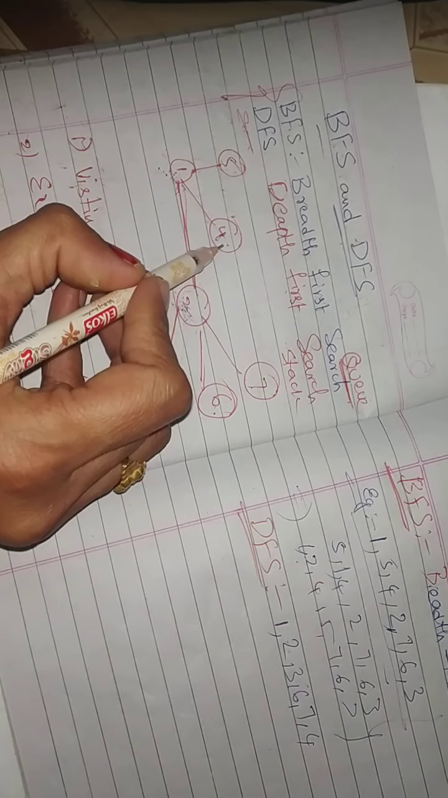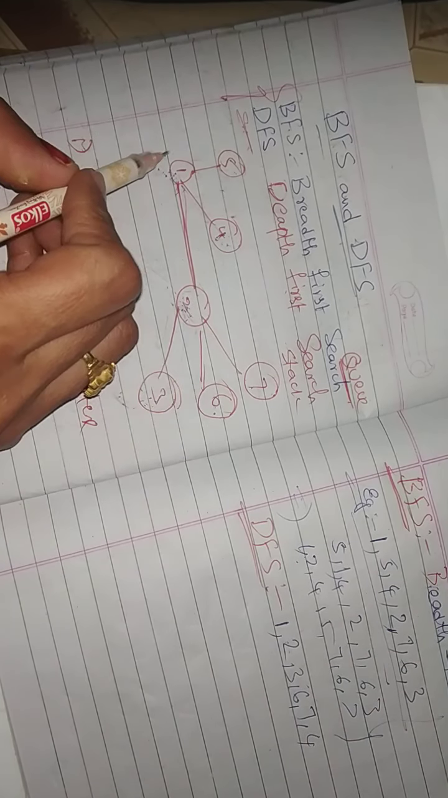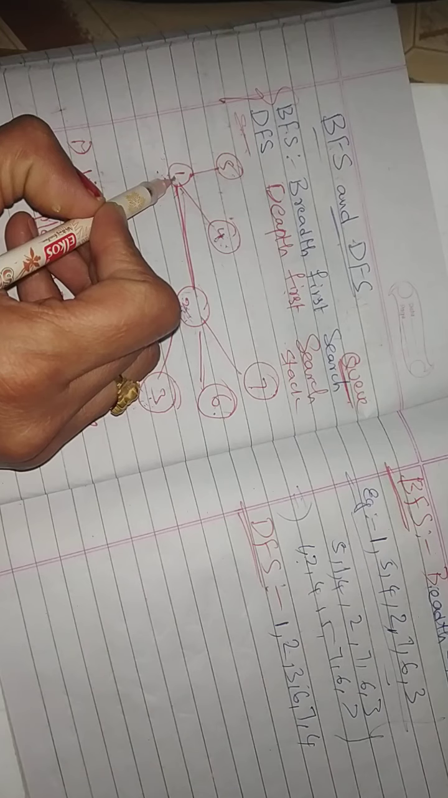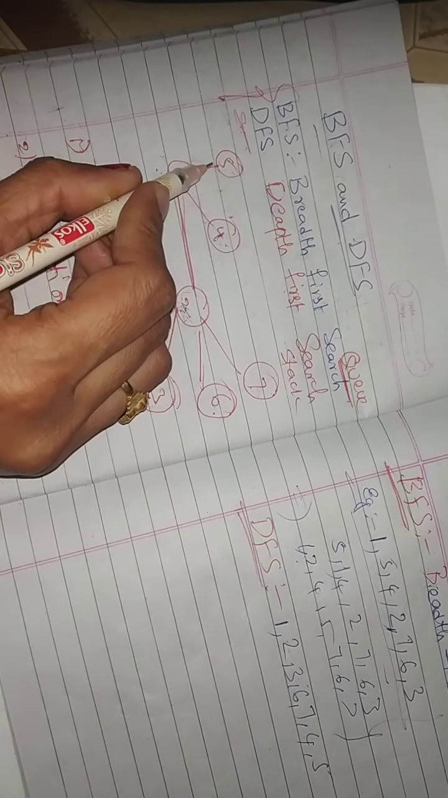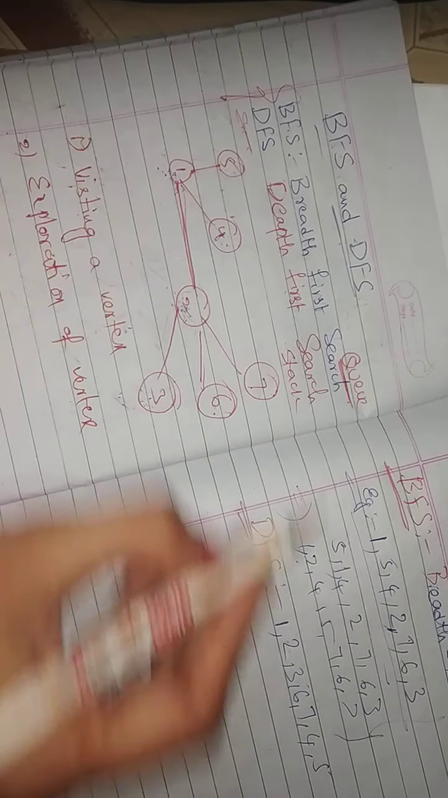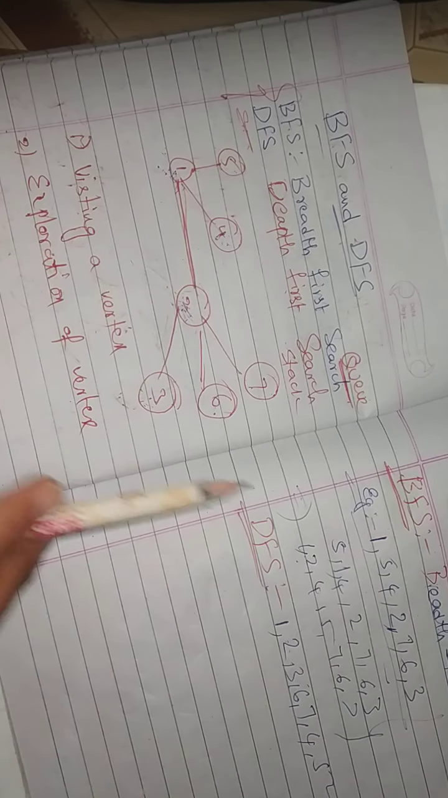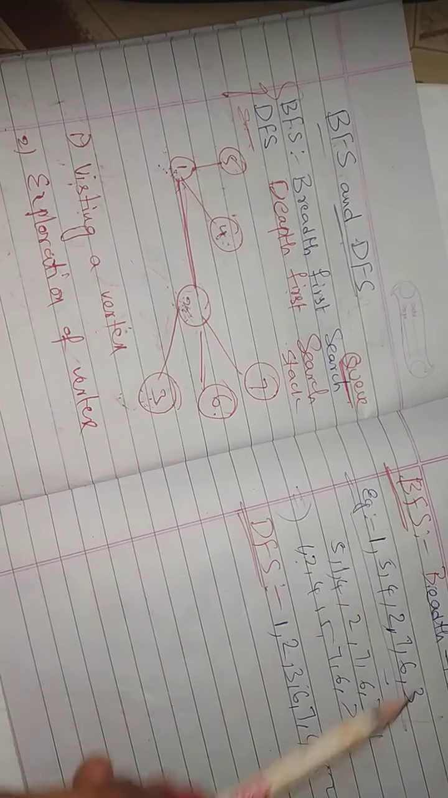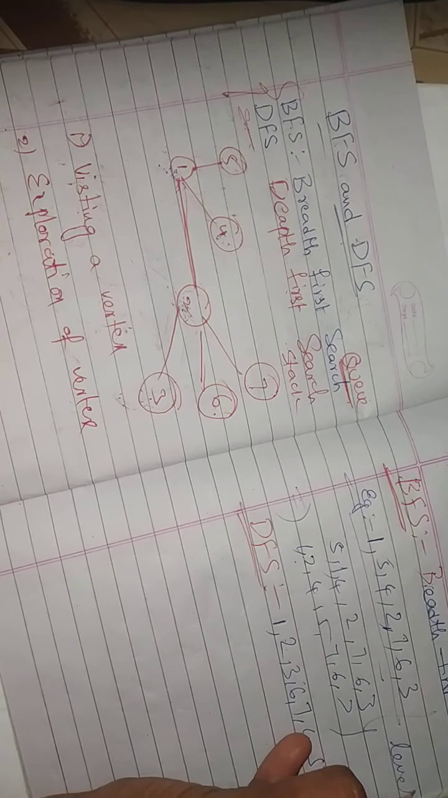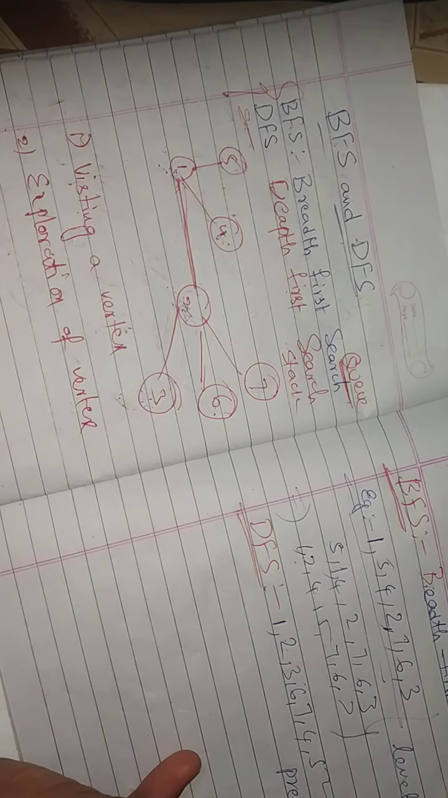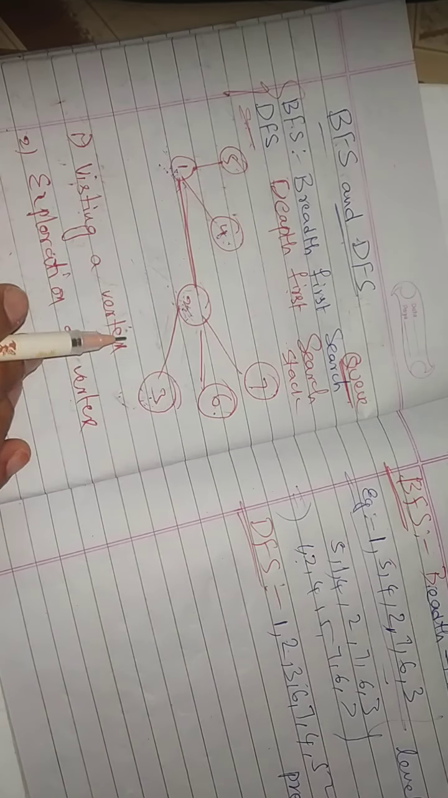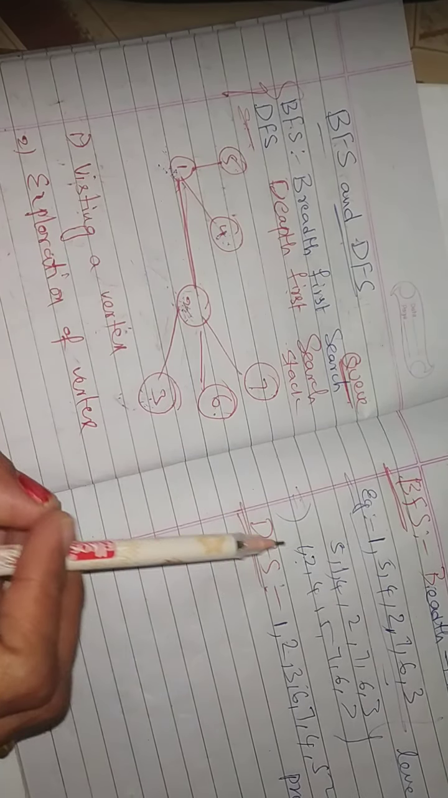Does 4 explore any other vertices? No. Come back. And any other connected vertices or exploring vertices? Yes. 5. Write 5. Does 5 explore anything? No. Like this. So BFS means like a level order. DFS means like a pre-order. Understand? Pre-order process. Okay. This is about BFS and DFS.